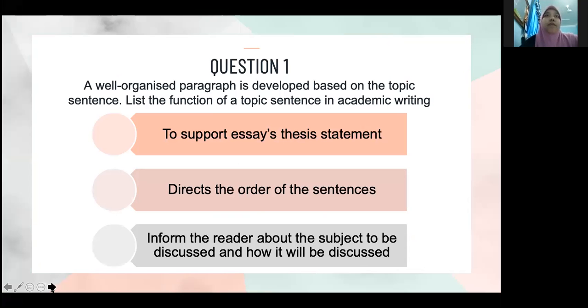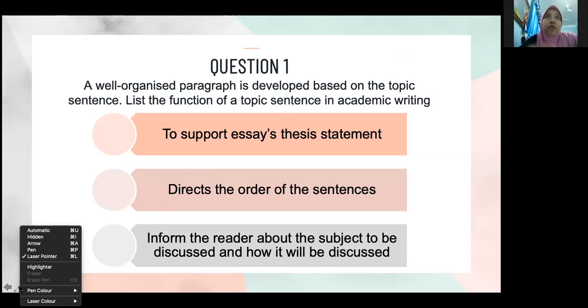For Take Home Task 5, question 1. The question is about how a well-organized paragraph is developed based on the topic sentence. It asks us to list the functions of a topic sentence in academic writing. I think the first function is to support the essay's thesis statement. It means that the thesis statement will be in the introductory paragraph, so the topic sentence will support the thesis statement in the next paragraph.